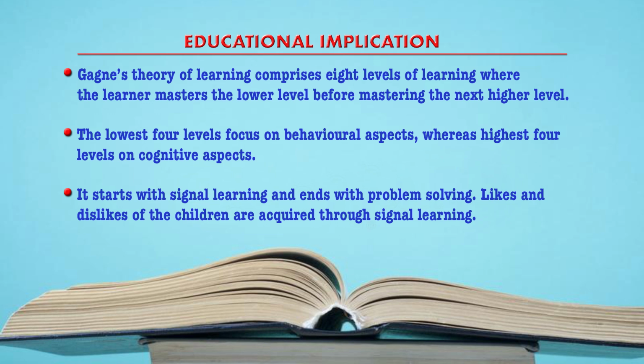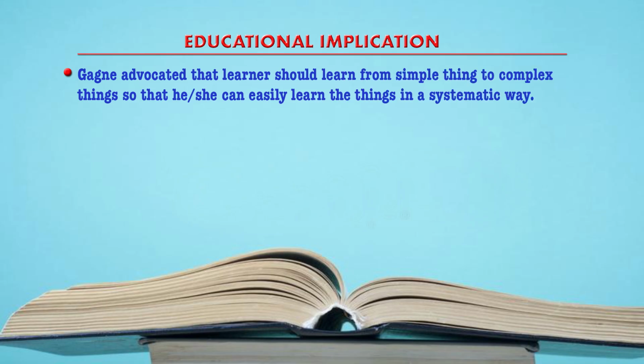Likes and dislikes of the children are acquired through signal learning. So, Gagne advocated that learners should learn from simple things to complex things so that they can easily learn things in a systematic way. And that's why when the curriculum is arranged, when the contents of a syllabus are arranged, this particular point is kept in mind while formulating a syllabus at a particular level. For example, what students are supposed to study in 3rd standard, we don't prescribe in the 1st or the 2nd standard, right? So, from simple things, we keep on moving, friends.